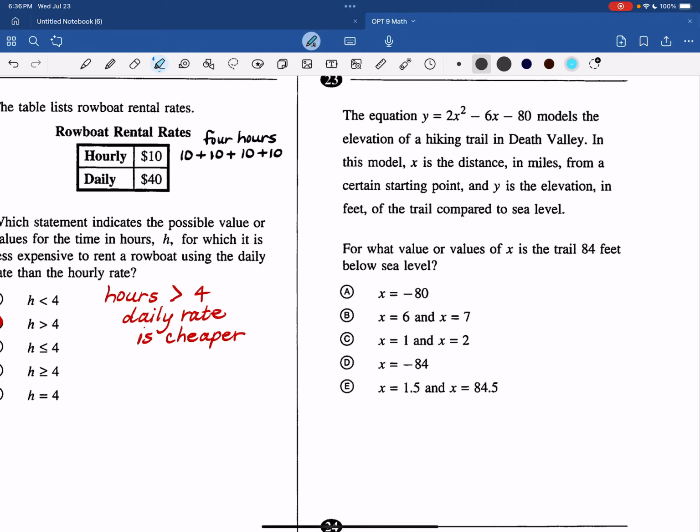Number 23 is one of those that you could probably just make a guess and keep on going. But for those of you who want to know, I'll work it.